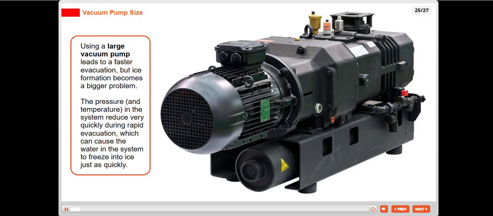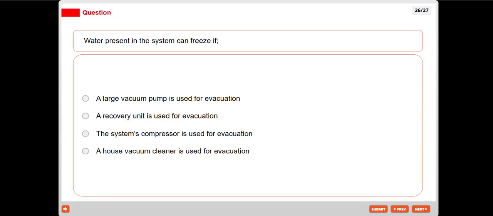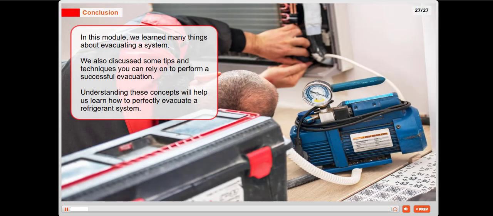Using a large vacuum pump leads to a faster evacuation, but ice formation becomes a bigger problem. The pressure and temperature in the system reduce very quickly during rapid evacuation, which can cause the water in the system to freeze into ice just as quickly. Water present in the system can freeze if a large vacuum pump is used. In this module, we learned many things about evacuating a system. We also discussed some tips and techniques you can rely on to perform a successful evacuation. Understanding these concepts will help us learn how to perfectly evacuate a refrigerant system.